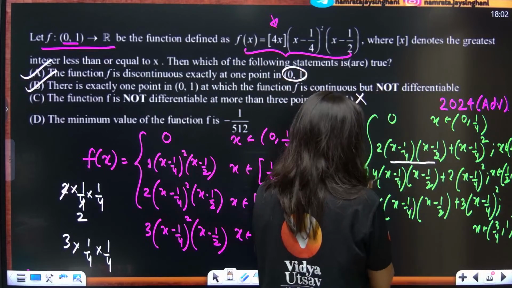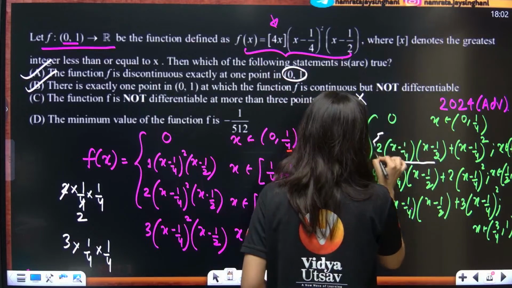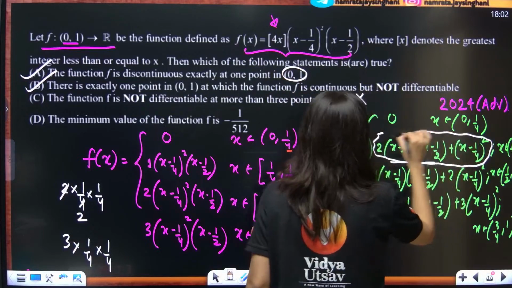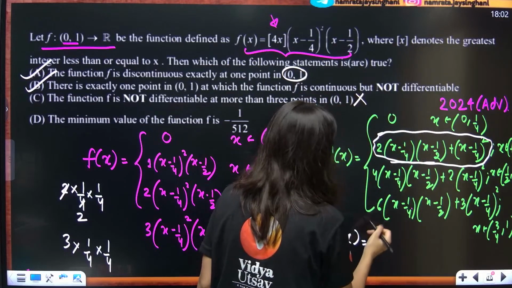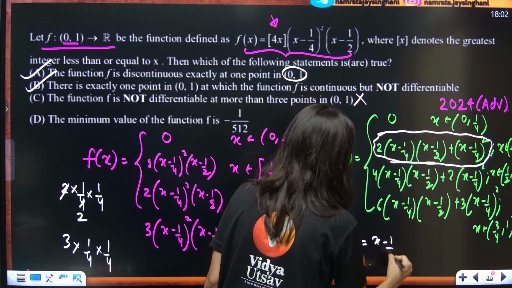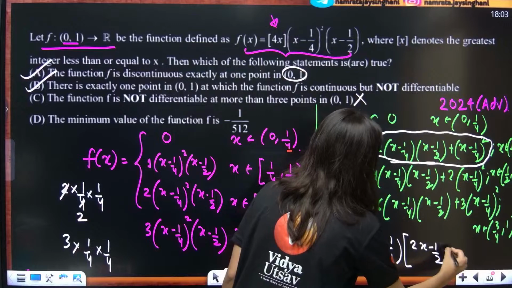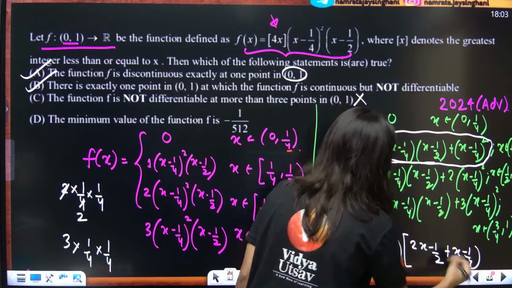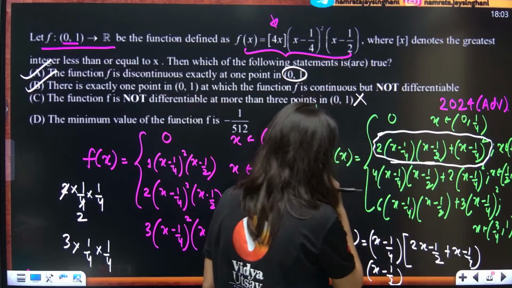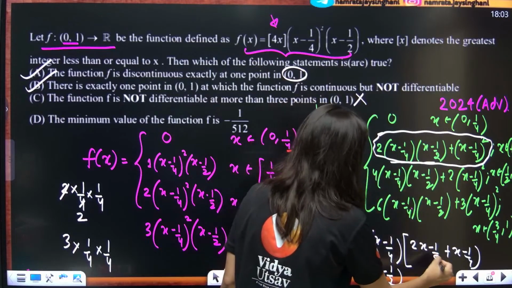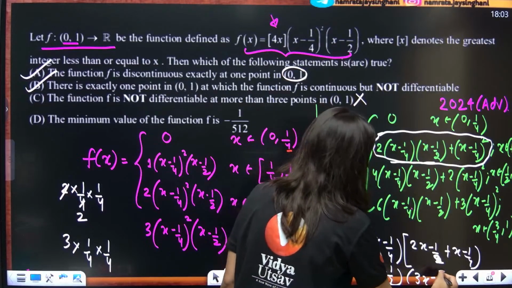Here, if you take 3 common, you will get this expression only. So, if you understand, this is the master expression, okay? You need to just take f dash x value, which is this. What is this? Take x minus 4 common, so that it will become 2x minus half plus x minus 1 by 4. So, this is x minus 1 by 4 and 2x minus 1, not half. So, this is 3x minus 5 by 4.